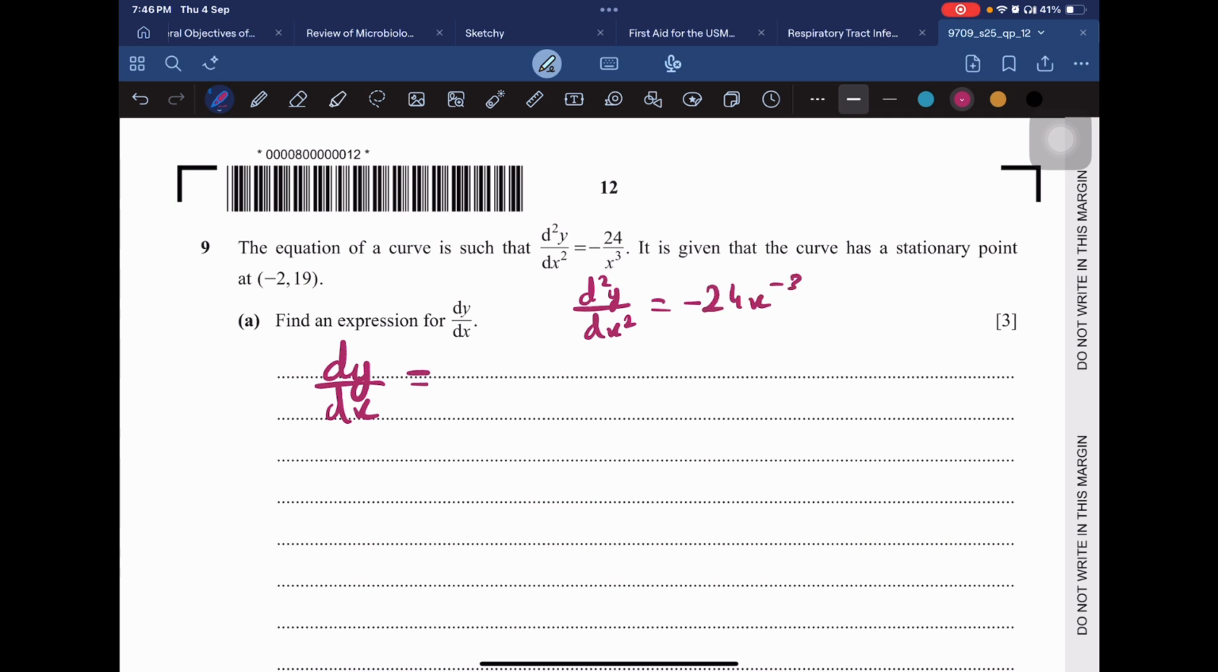So when I have to integrate this, I will increase the power of x by 1. So -3 plus 1 will be -2. And I'll divide this by -2. So this becomes 24 upon 2, which is 12 upon x squared, and then I'll also add c as an arbitrary constant. I can simplify this: negative 24 upon negative 2 will be 12 upon x squared plus c.